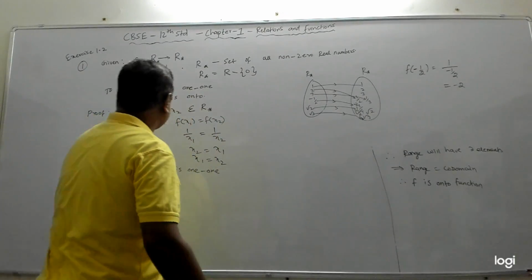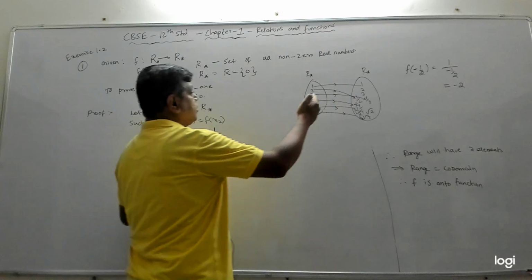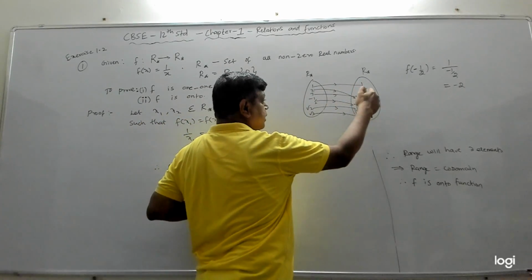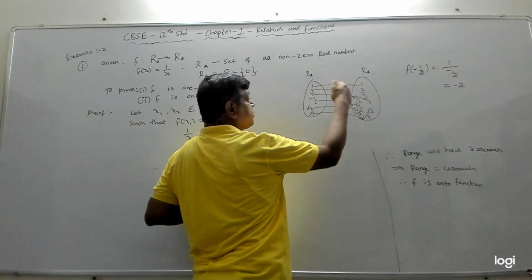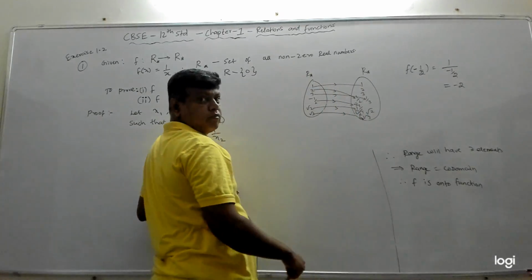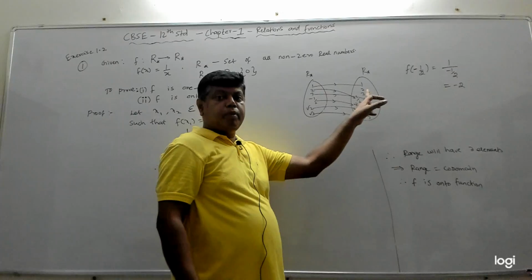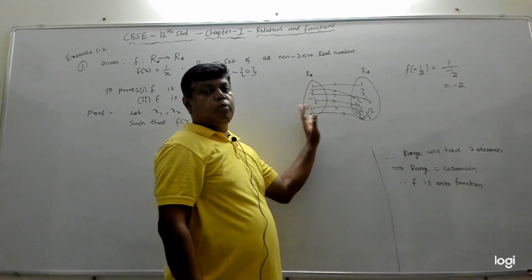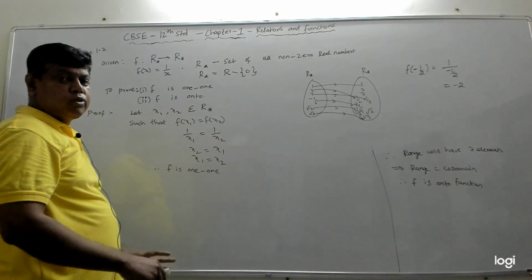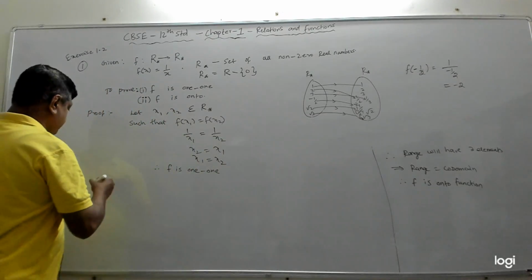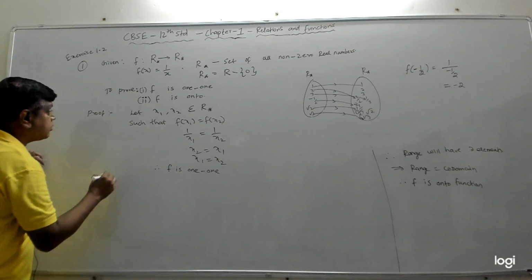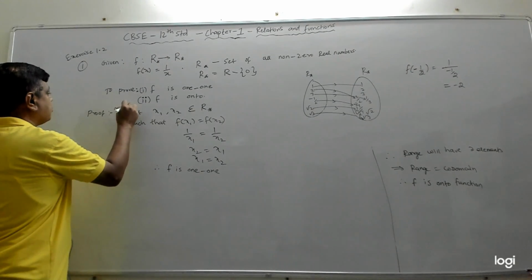So for an onto function, we should take an element in the codomain and show that any element that is taken is an image of some element in the domain. Every element here should be an image of some element in the domain. If you show that, then it becomes onto. So this is the proof for 1 to 1, and now the proof for onto.